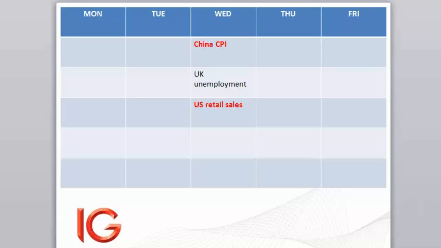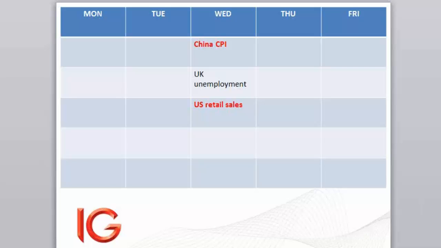So tomorrow's data on CPI, if that comes in better than expected, the market consensus is at 1.7%. If that's better than 1.7%, we could see a bit of uplift for oil prices, the China A50, and even the Hong Kong HS50, which is the Hang Seng Index.